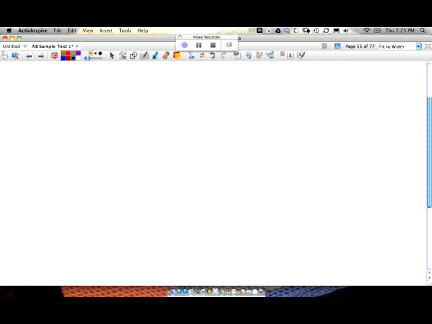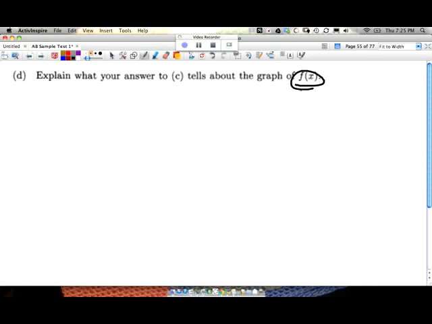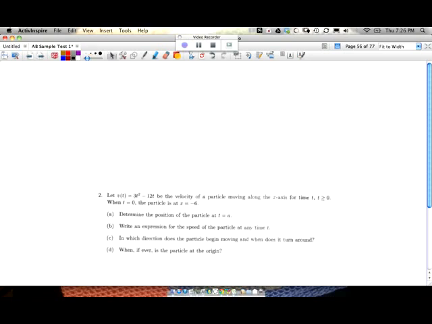And I think that's kind of the answer to part D here. What does it tell you about the graph of f of x? That stuff that I just wrote. We got a slant asymptote. In other words, it looks like this on the ends. Super cool. Alright, let's look at number 2.